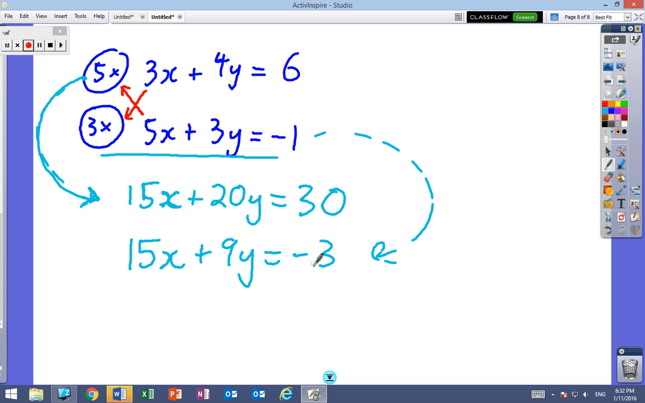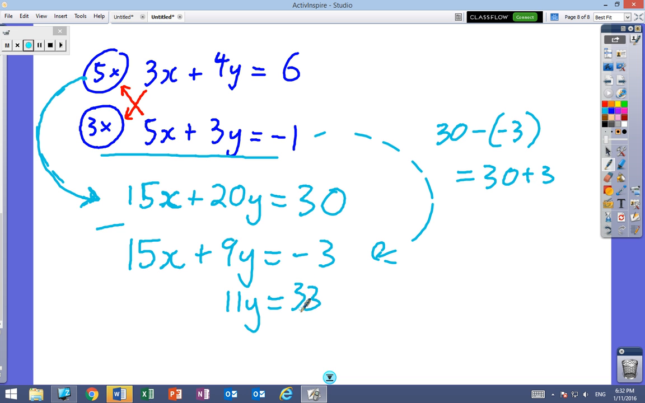Okay, let's solve this then. They are the same size and the same sign, so I minus them. 15 minus 15 is 0. 20 minus 9, 11 y's. And 30 minus minus 3. Check yourself before you make a mistake. 30 minus minus 3 is the same as 30 plus 3, so that's 33. Just check those signs. Now we divide both sides by 11, y equals 3.